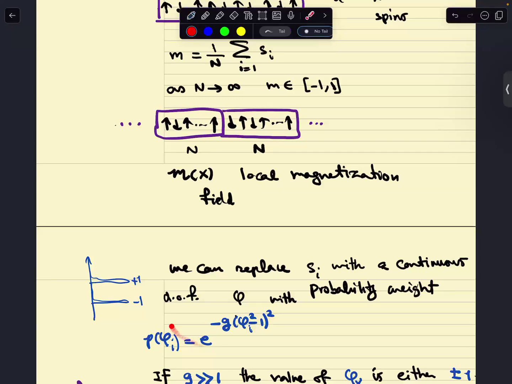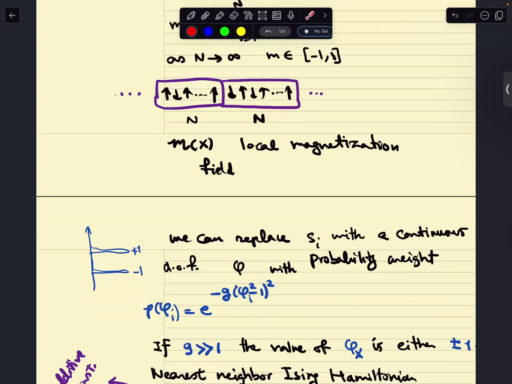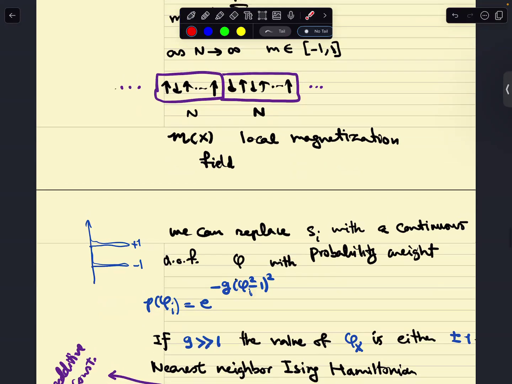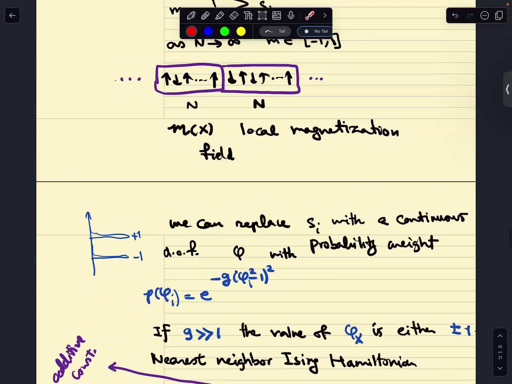So it seems that by playing with some probabilistic weight, in the limit of g very large, I can approximate a discrete variable by a continuous variable. Now, is that clear actually?